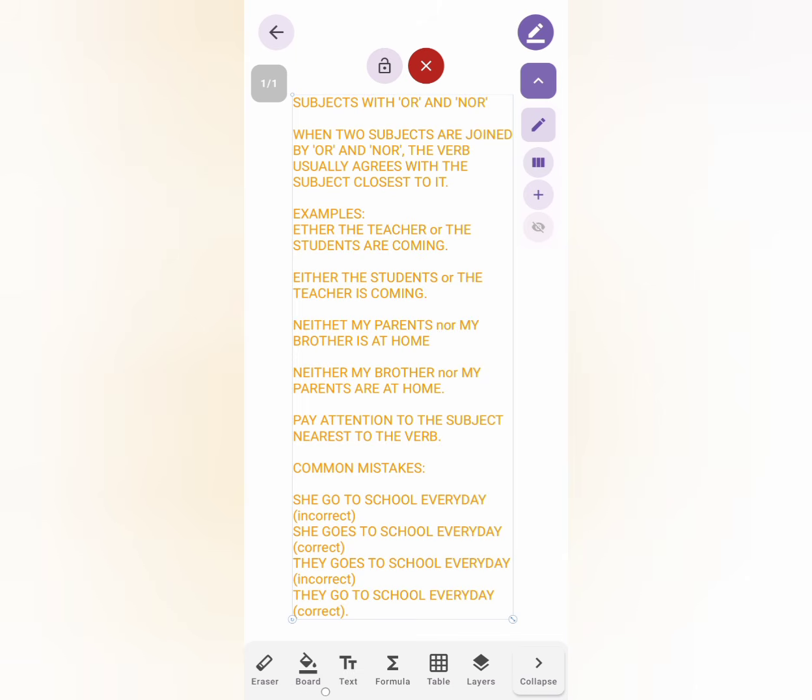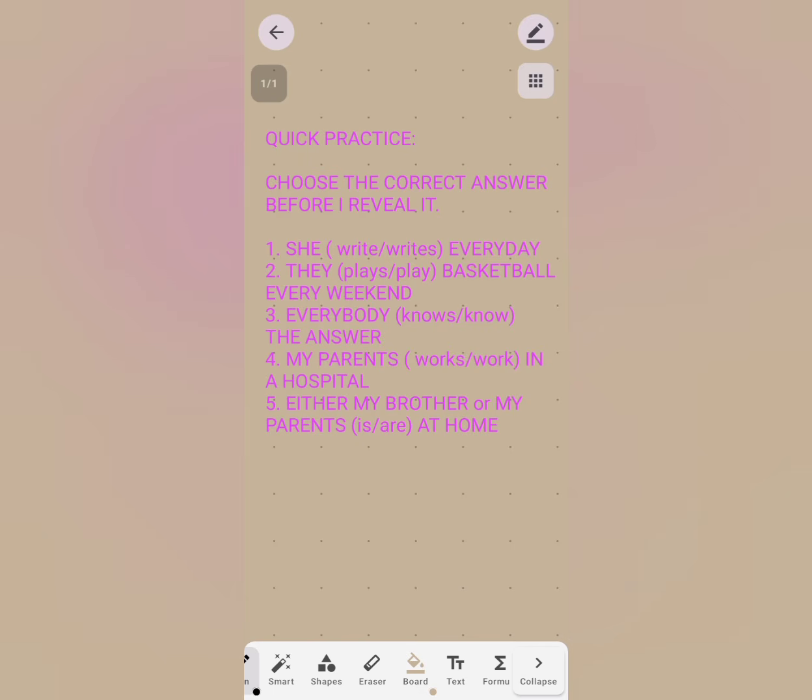Common mistakes. She goes to school every day. Incorrect. She goes to school every day. Correct. They goes to school every day. Incorrect. They go to school every day. Correct. Quick practice. Choose the correct answer before I reveal it.